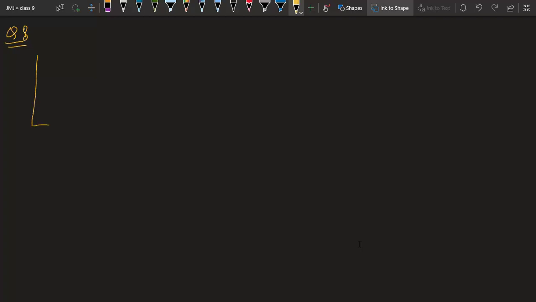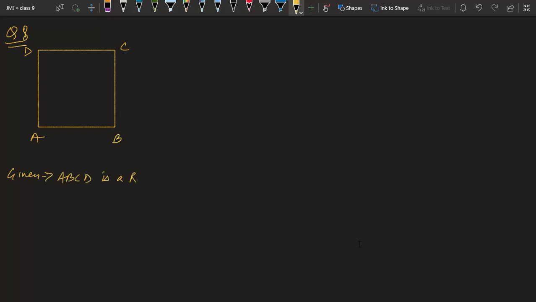Let me draw a square only because we want to prove it a square, but I will not assume it anything like that. So A, B, C, D, because we all know square is also a rectangle, so that is okay. So now what is given to us, read the question. ABCD is a rectangle, so we have to consider it a rectangle. Okay, never ever think it is a square. ABCD is a rectangle, first thing.